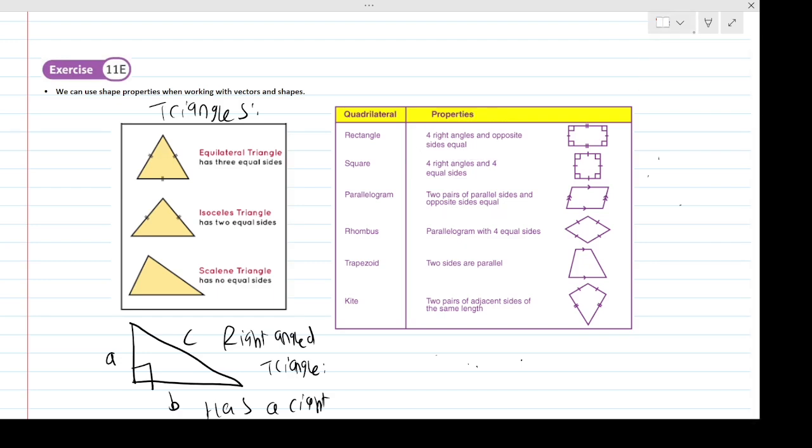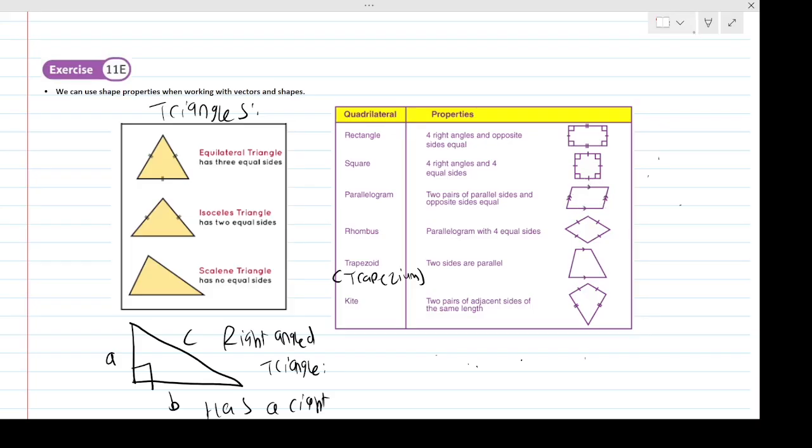A trapezoid, or what we call a trapezium, another name for it, is when just two sides are parallel. Now that's slightly different to a parallelogram, where both pairs of opposite sides are parallel, right?